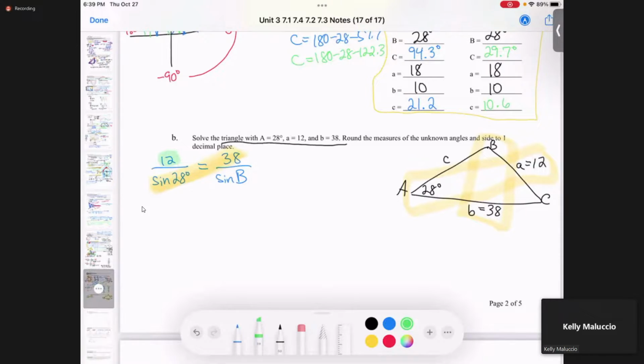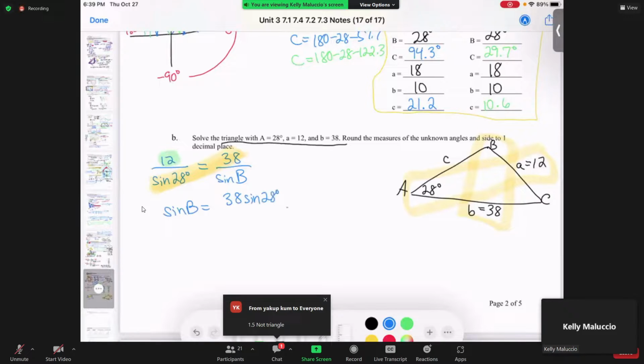Now, if you don't like this, write it all out. I am being a bit lazy, and I know normally I will write all the steps. So if this is confusing, someone just stop me and I can fix it. But I'm going to get sine capital B equals 38 sine 28 degrees divided by 12. I just skipped one little step there. Okay.